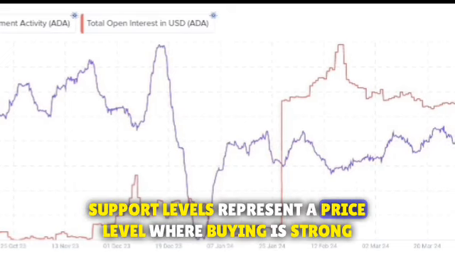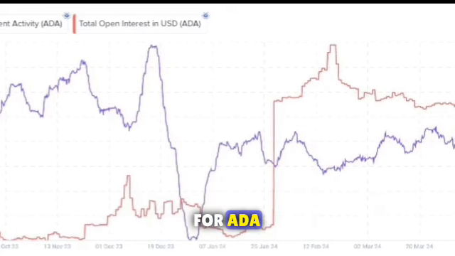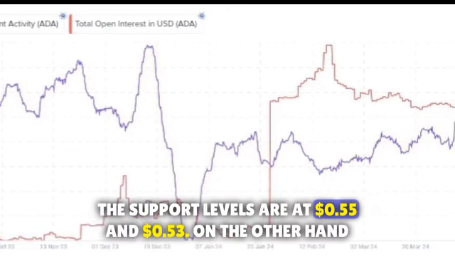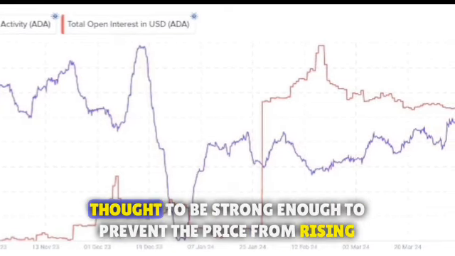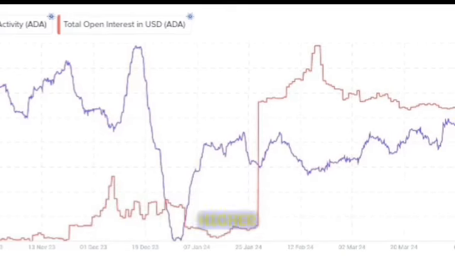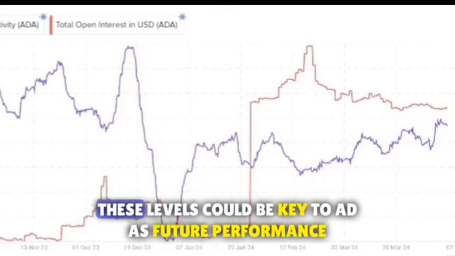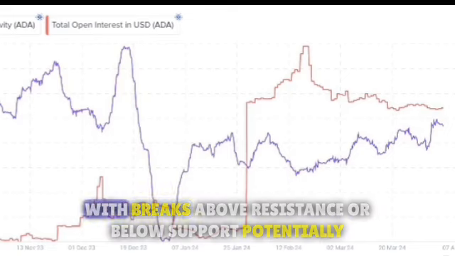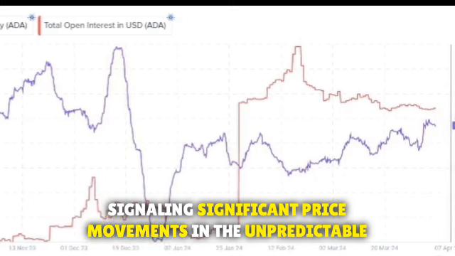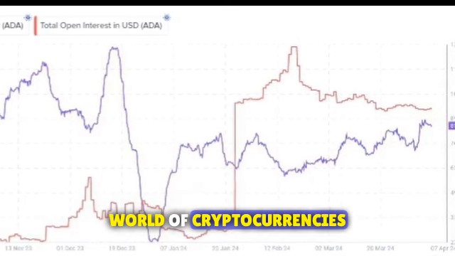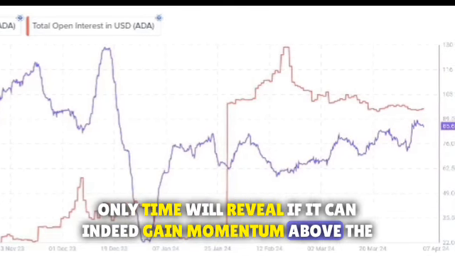This brings us to our next point, the support and resistance levels. Support levels represent a price level where buying is strong enough to prevent the price from falling further. For ADA, the support levels are at 55 cents and 53 cents. On the other hand, resistance levels are price points at which selling is thought to be strong enough to prevent the price from rising higher. ADA's resistance levels are at 61 cents and 66 cents. These levels could be key to ADA's future performance, with breaks above resistance or below support potentially signaling significant price movements. In the unpredictable world of cryptocurrencies, ADA's future teeters on various factors. Only time will reveal if it can indeed gain momentum above the 60 cents mark.